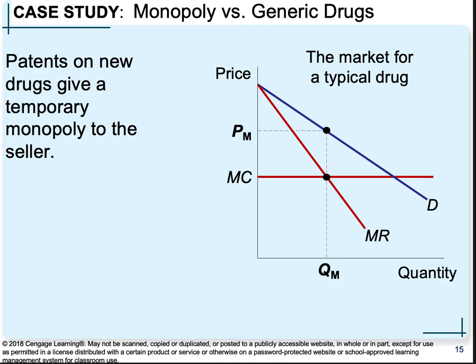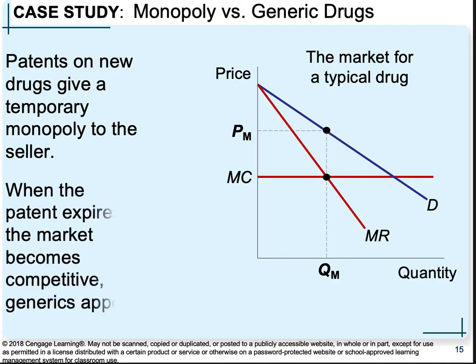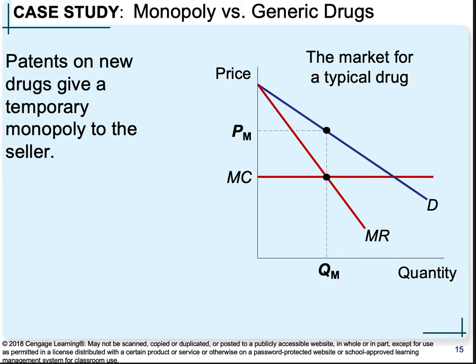Now, here we're going to compare perfectly competitive and a monopoly. Let's just say our marginal cost is here. This is where marginal cost and marginal revenue intersect. This PM is the price that the monopoly is going to charge. This is the quantity that they're going to produce. So this is their profit.